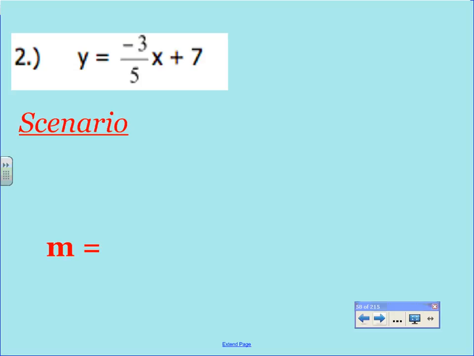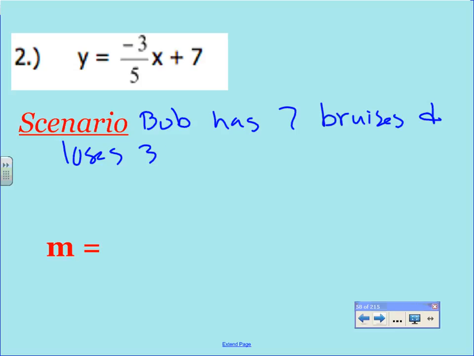So we have y equals negative 3/5 x plus 7. Okay, Brian C. Three bruises every 5 days. Is that what you said? Okay. Good job. Okay, so Bob has 7 bruises, is what he starts with, and loses 3 bruises every 5 days. Okay, and again, if you already had a scenario written down from Friday, that's fine. If not, let's use this one.